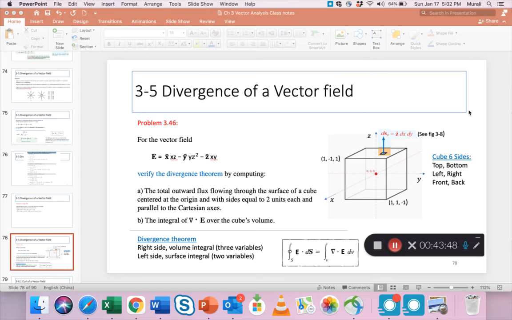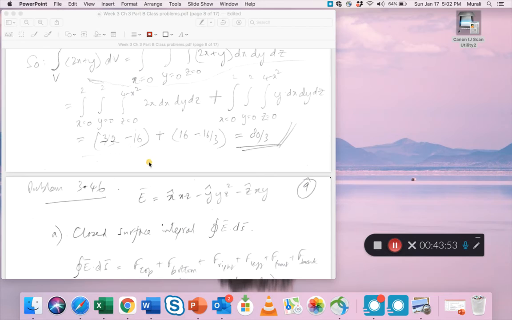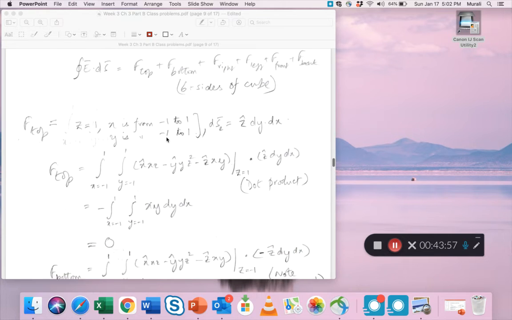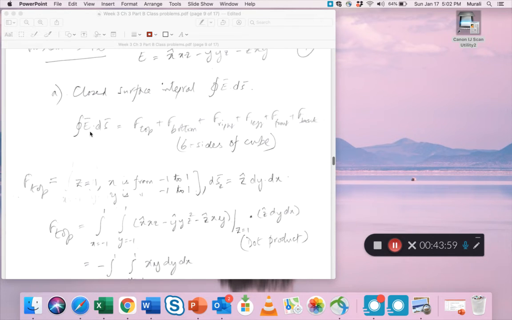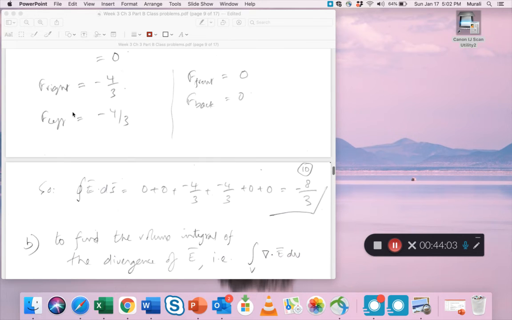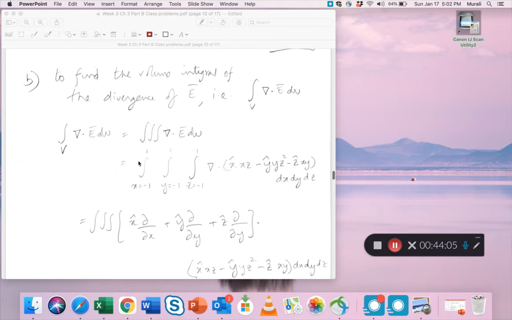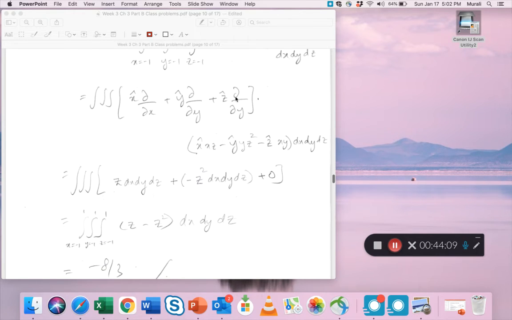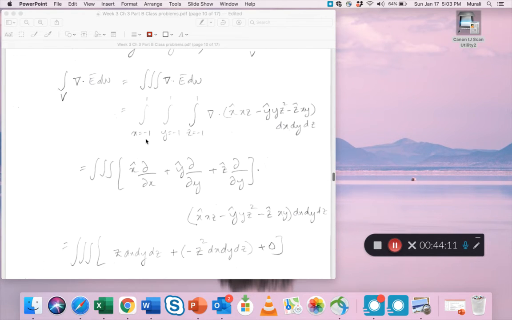Okay, so I will show you how I did this. Problem 346, it's here. So there are 6 integrals you have to do on one side, part A, which is the left side. Then you have on the right side, which is the volume integral, you only have to do one integral. But see how the limits have to be defined.